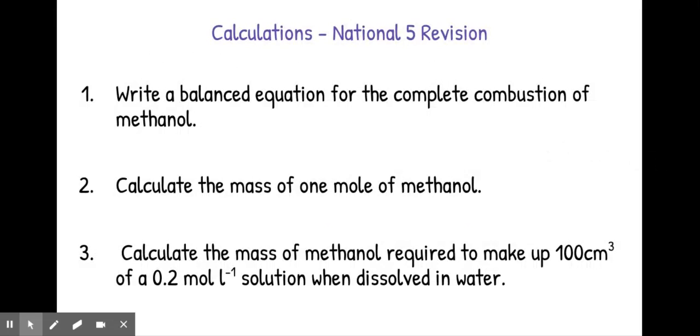First of all, as a little starter task, these are some calculations from National 5, just to get you started if you wanted to give these a go. The first one is to write a balanced equation for the complete combustion of methanol. Then calculate the mass of 1 mole of methanol, and number 3 is to calculate the mass of methanol required to make up 100 centimetres cubed of a 0.2 mole per litre solution when dissolved in water. So to make sure that you're ready to go into higher calculations, have a wee go at those three.